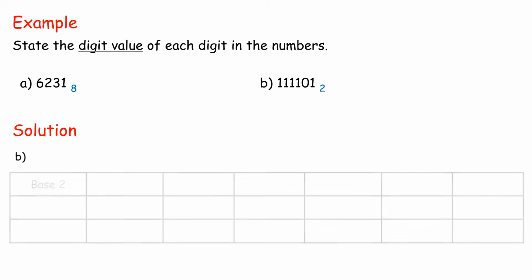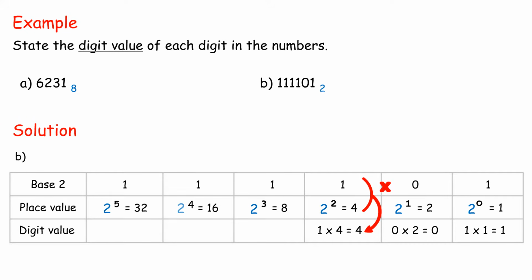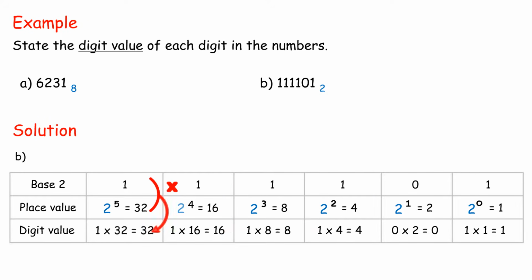B. Write down the digit in base 2. Then, write down the place value from right to left. Next, in order to find out the digit value, digit in base 2 times place value. 1 times 1 equals 1. 0 times 2 equals 0. 1 times 4 equals 4. 1 times 8 equals 8. 1 times 16 equals 16, and 1 times 32 equals 32.